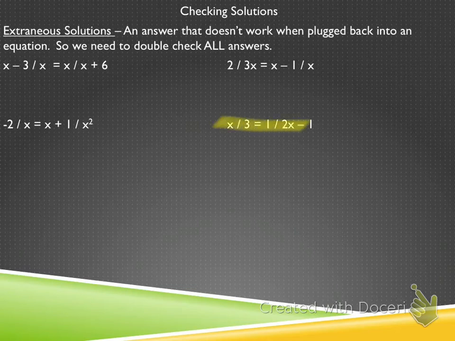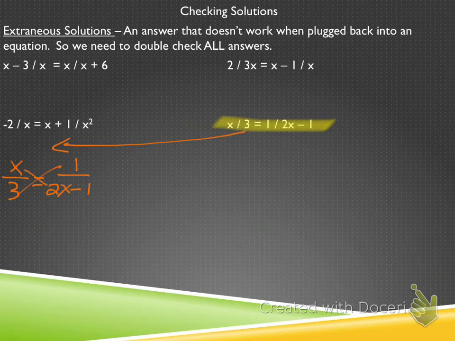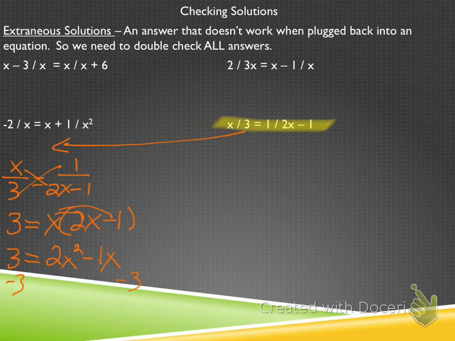Last one I'll do is this one right here. Again, I'm going to take it over here and do it. So I get x over 3 is equal to 1 over 2x minus 1. Cross multiply, I get 3 is equal to x times 2x minus 1. 3 is equal to, distribute, 2x squared minus 1x. Get everything over to one side, minus 3: 0 is equal to 2x squared minus 1x minus 3. Make my two parentheses. This is a trinomial that can be factored. I'm going to have to guess and check this one.